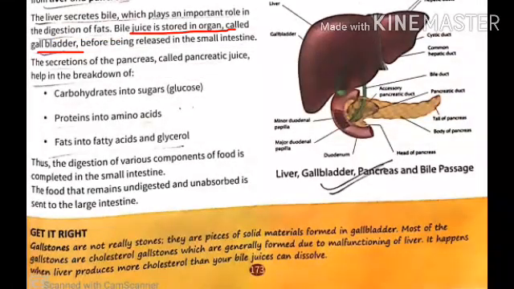And bile is stored in an organ known as the gallbladder. It is a small hollow pear-shaped organ that lies beneath the liver, where bile is stored and concentrated before it is released into the small intestine.